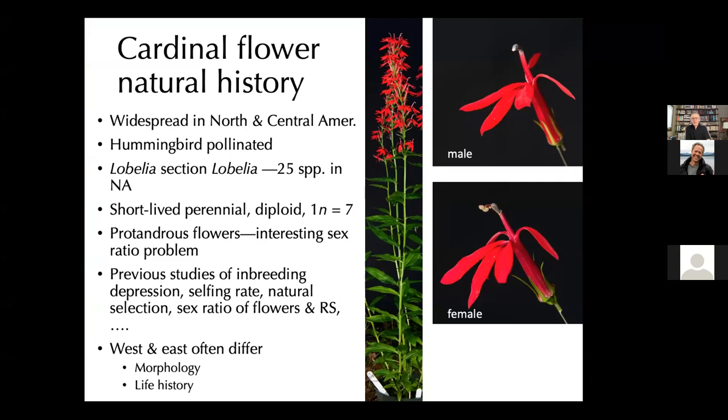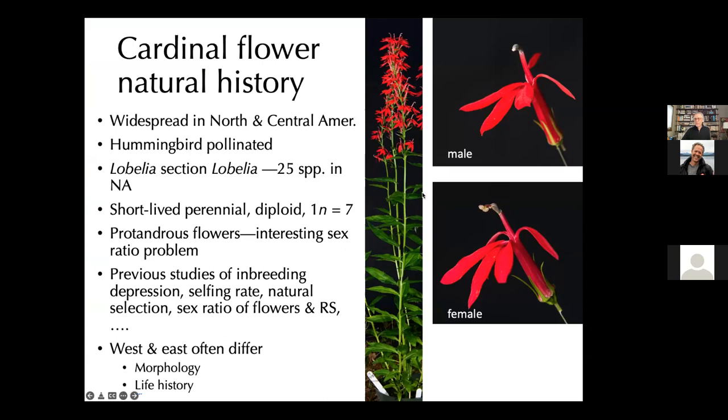It's a short-lived perennial. Every population that's been studied has been found to be diploid, so there are no polyploid populations. The chromosome number is 14 for diploids or 7 for haploids. It has protandrous flowers. That means each flower goes through a male phase first and then a female phase. So every flower is bisexual, but it's male first and then female, and there's no overlap within a flower.